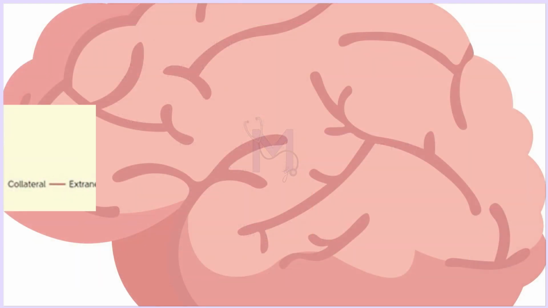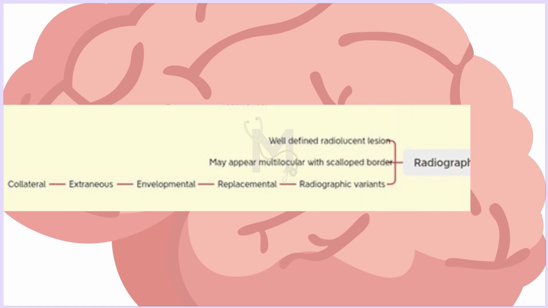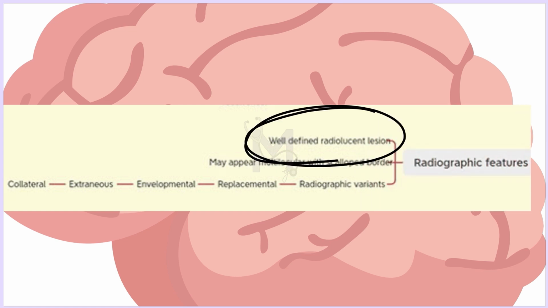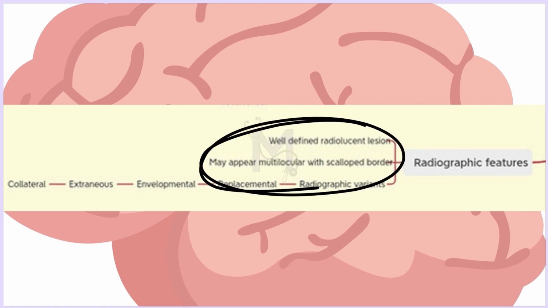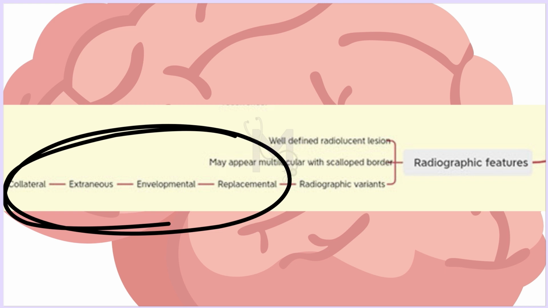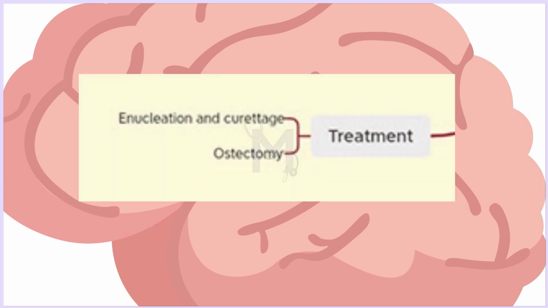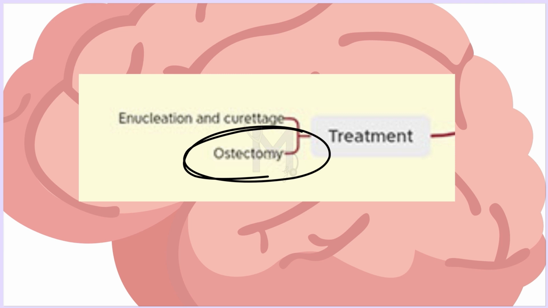These lead to recurrences. Radiographic features of odontogenic keratocyst include a well-defined radiolucent lesion. It may appear multilocular with scalloped borders. The radiographic variants of odontogenic keratocyst are the replacemental type, the envelopmental type, the extraneous type, and the collateral type. Now finally, the treatment of odontogenic keratocyst is enucleation and curettage, but even ostectomy may be carried out.